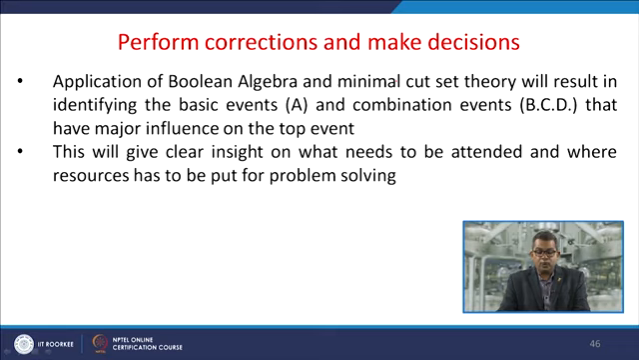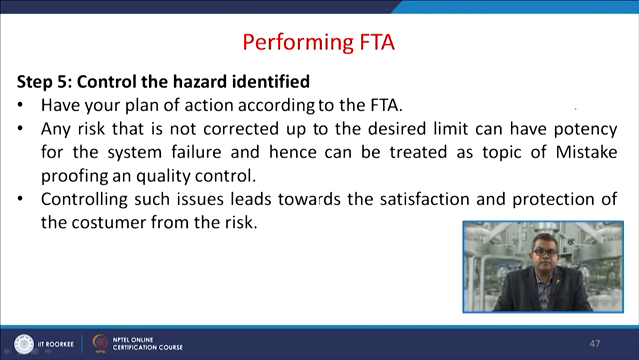Then we will have a performance correction and make decisions. So, application of Boolean algebra and minimal cut set theory will result in identifying the basic events, that is A, and the combination event B, C, D, that have the major influence on the top event. So, this will give clear insight on what needs to be attended to and where the resources have to be put for problem solving.